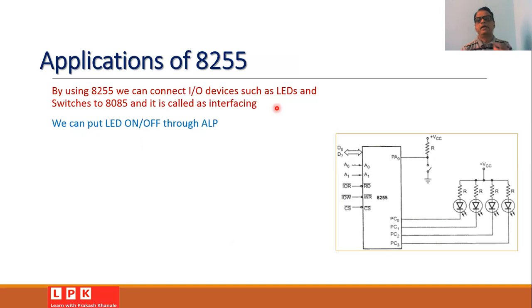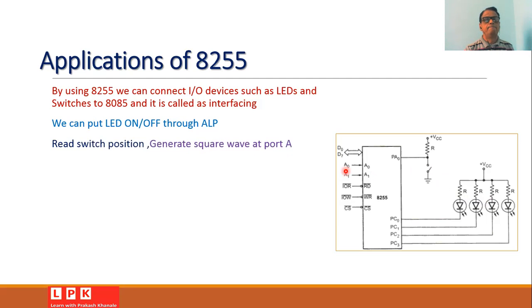And whenever we connect such external devices to the microprocessor 8085, that is called interfacing. It is possible that we can switch the LEDs connected to the ports on and off through an assembly language program. We need to write an appropriate assembly language program. As shown in this diagram, we can connect the light emitting devices or LEDs, or we can connect external switches to the different ports of the IC 8255. And this IC can be further connected to the microprocessor 8085.